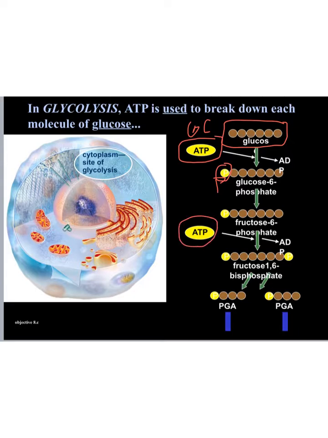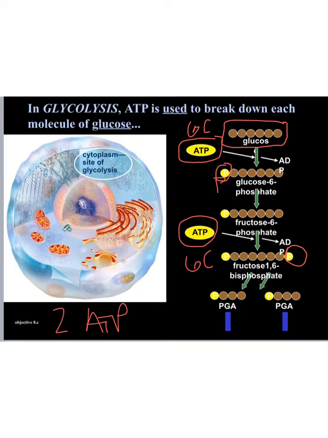So you see in the first 3 steps, we have utilized 2 ATP molecules in order to set this process in motion. So here we are, we've got glucose, we phosphorylate it to glucose 6-phosphate, we change that to fructose 6-phosphate, we add another phosphate group here to make it fructose 1,6-bisphosphate. All of these molecules have 6 carbons. You can see all the little brown circles represent carbons.